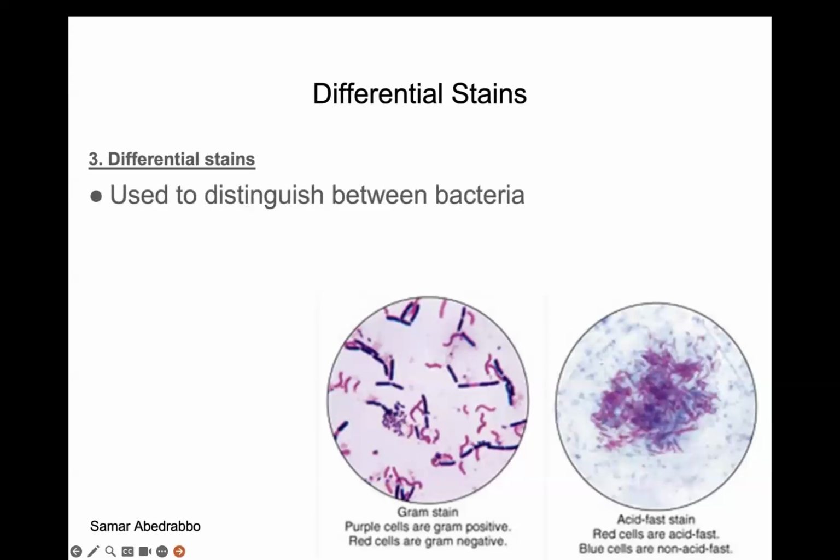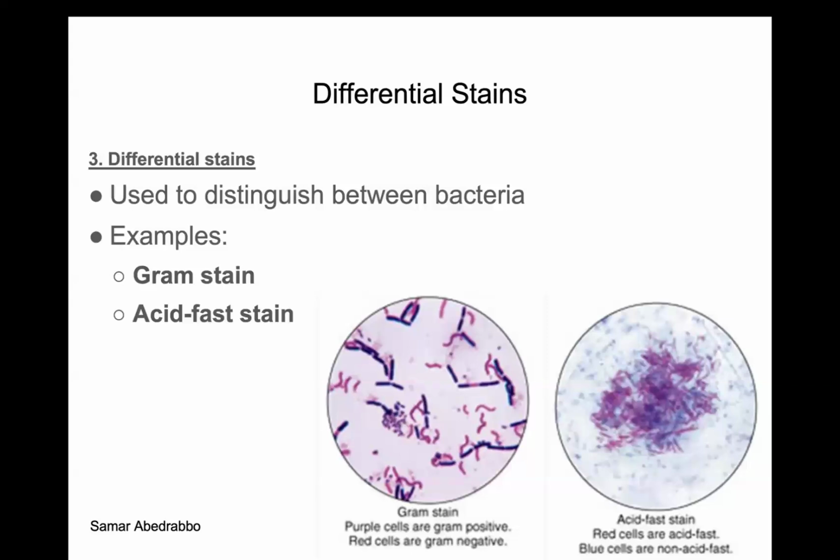Next, we get into differential stains. Differential stains are used to differentiate groups of bacteria. Two examples of differential stains are the Gram stain and the acid fast stain. Gram stain differentiates what we call Gram positive from Gram negative bacteria. Acid fast stain tells you if a bacteria is acid fast or not acid fast.